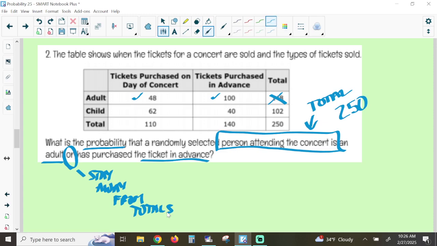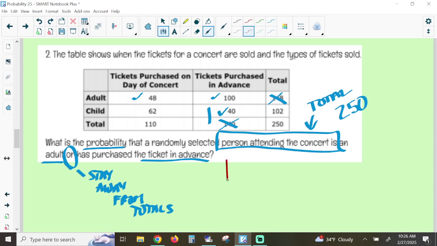Who else do I like? Adults or people that bought their tickets in advance. So where are those people? They're in this column, right? So the 100 I already checked off. I need this 40, right? Do I need this 140? Stay away from totals. You already got them. So how many numbers do I need? I only need 3 of them.